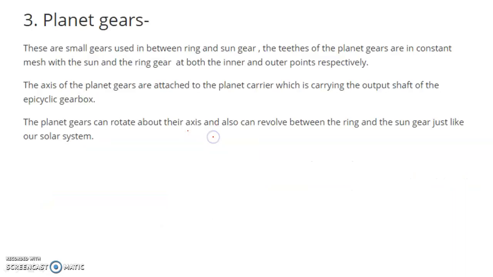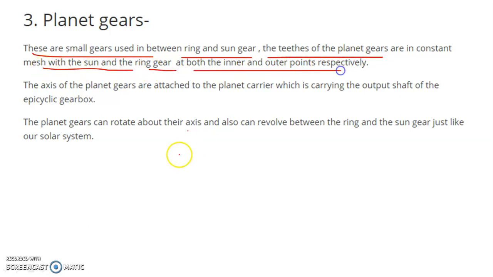Next component is planet gears. These are small gears used in between the ring and sun gear. The teeth of the planet gears are in constant mesh with the sun and the ring gear at the inner and outer points respectively.